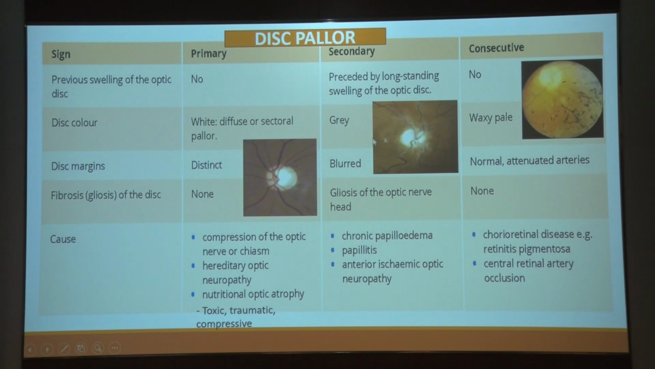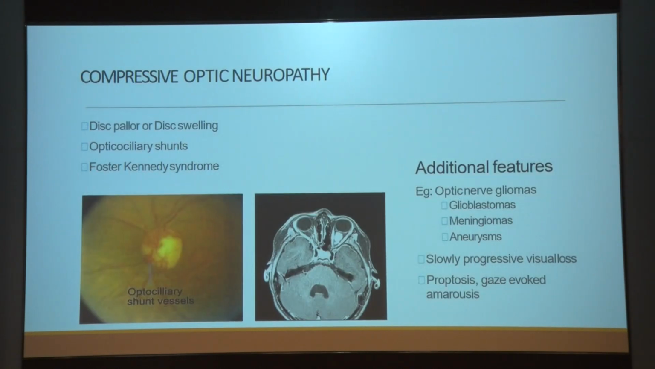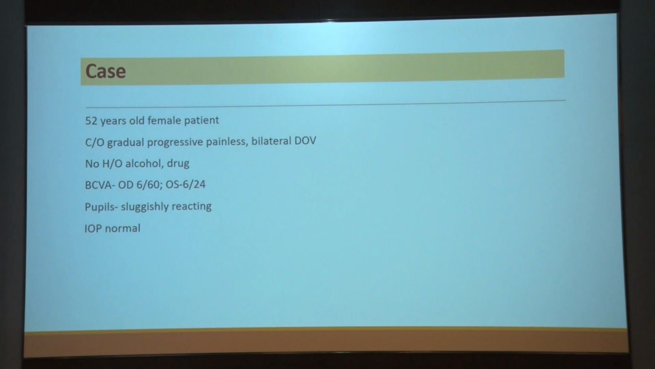So optic atrophy which is associated with disc edema is secondary, and we have just discussed the causes. Optic atrophy without disc edema includes your hereditary, nutritional, toxic, and consecutive is the one that occurs secondary to retinal or choroidal diseases. One such example is glioma, I think this has been covered, a case of glioma causing a unilateral optic neuropathy. I'll just discuss the cases.